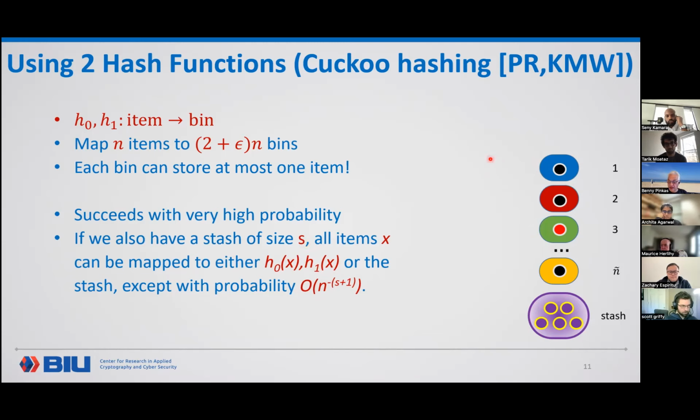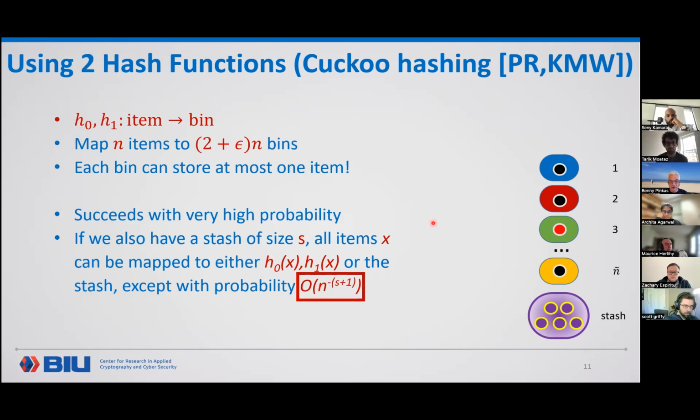So this is great as a data structure because to search for an item, you just search for it in 2 places or in the stash. This is great, and we're actually going to use it. And this failure probability is great. For n is 1,000,000 and s is 2, this is 2 to the minus 60.